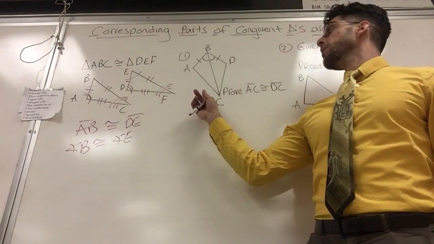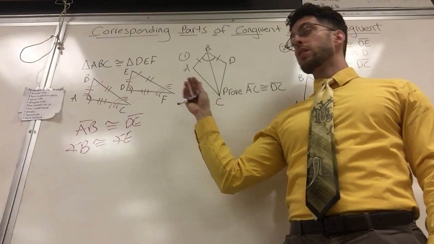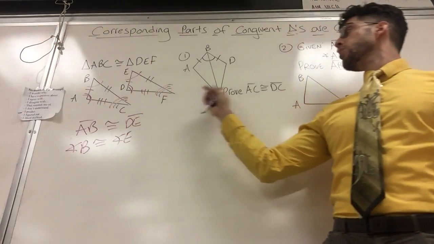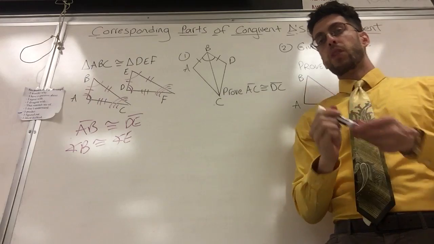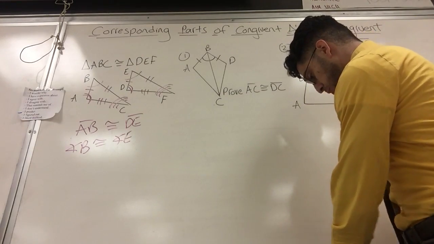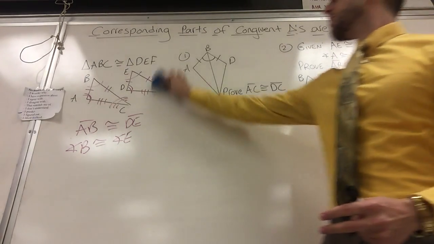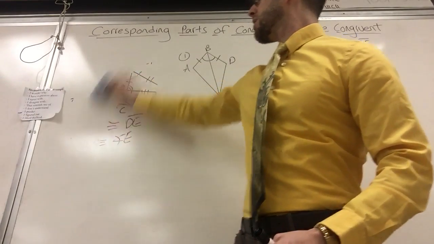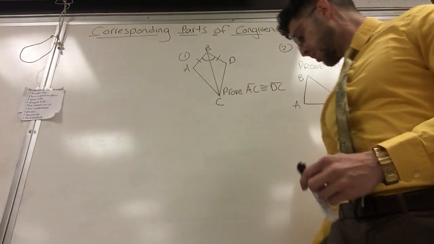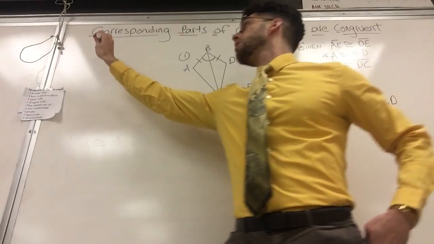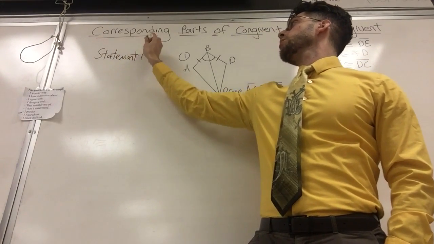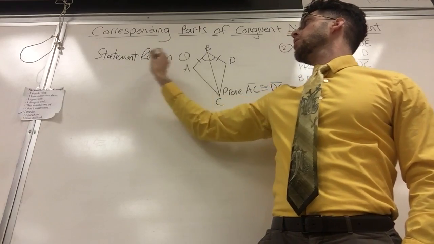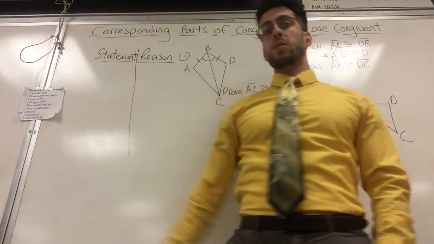So let's look over here. There's some givens, even though I didn't write the givens. I'm going to ask you to prove that AC is congruent to DC. So I'm going to start with a formal proof. The formal proof starts with two columns, statement, and if you remember, reason. Statement and reason. Okay? Two-column proof like that.